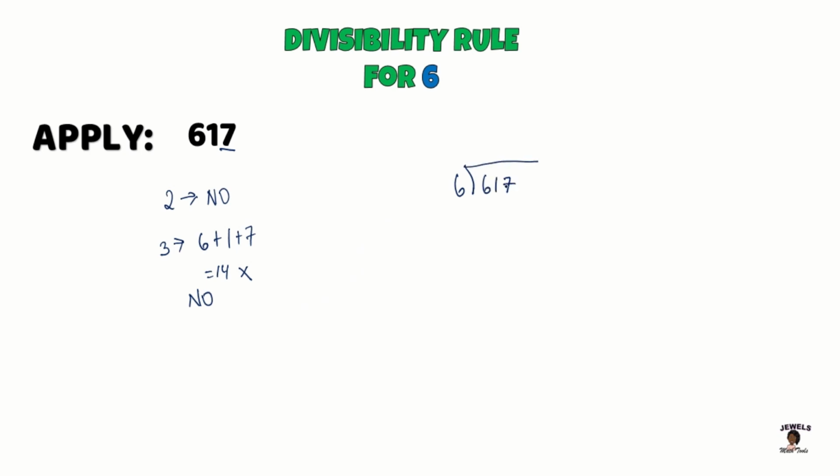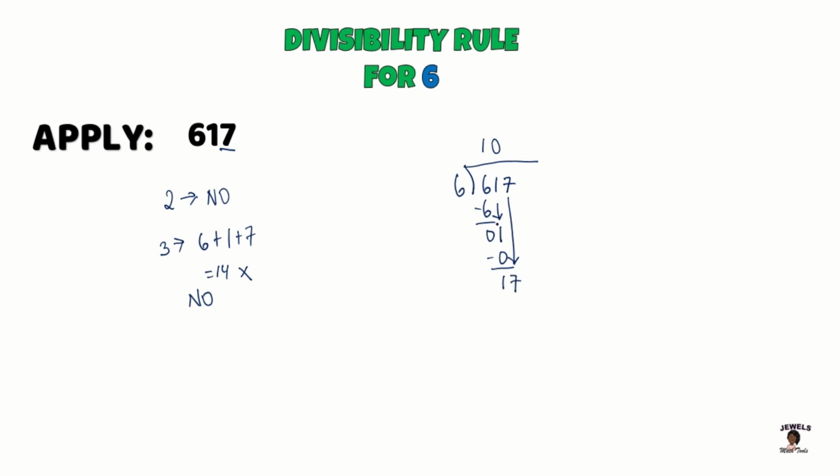and test our rule. So 6 goes into 6 once. 1 times 6 is equal to 6. 6 minus 6 is 0. We're going to bring down our 1. 6 goes into 1 0 times. 0 times 6 is 0. 1 minus 0 is 1. And we're going to bring down our 7.